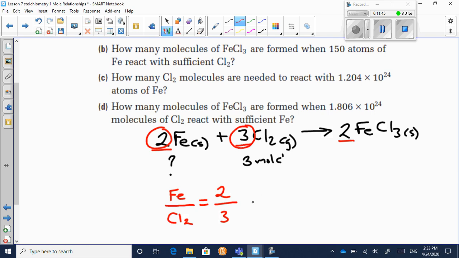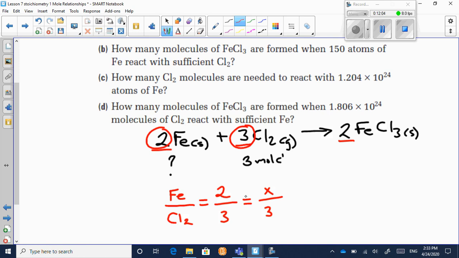Okay, well then look what I'm going to do. I'm now going to write another ratio for my unknowns. And so in this case, they were trying to solve for the number of atoms of Fe, so I'm going to make that X, I don't know that, are required for 3 molecules of Cl2.